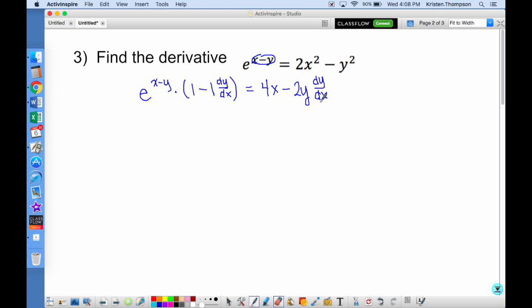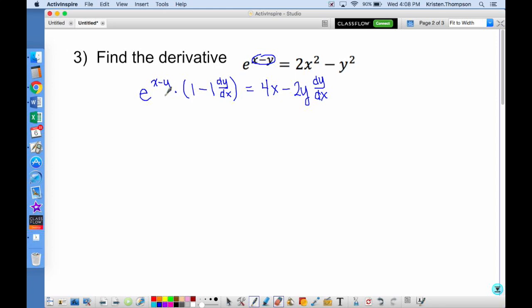In the second step, we want to move all of our dy dx terms to the left and all of our non-dy dx terms to the right. However, if you look at the left-hand side of the equation, it's hard to tell where our dy dx term is and where our non-dy dx term is. The dy dx term is on the inside of this parenthesis.